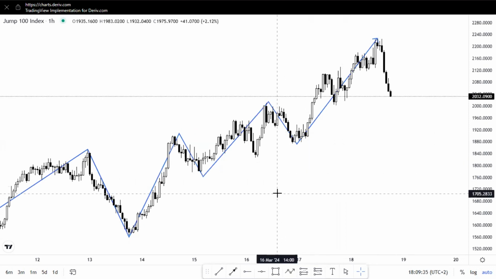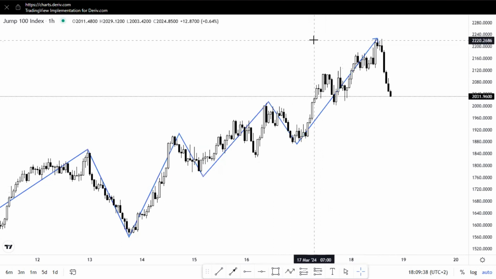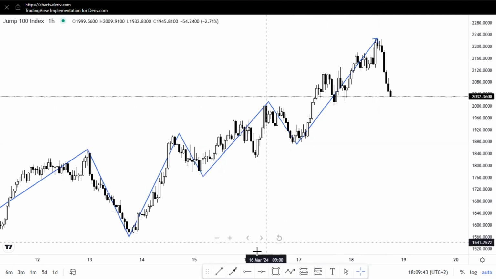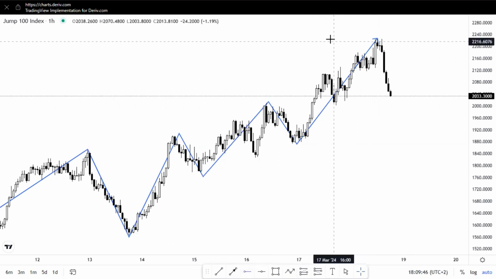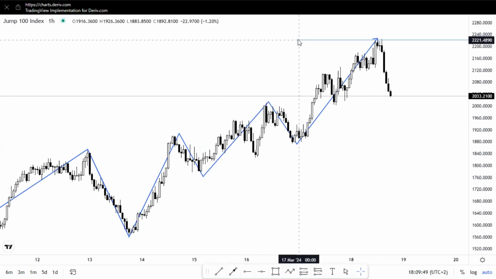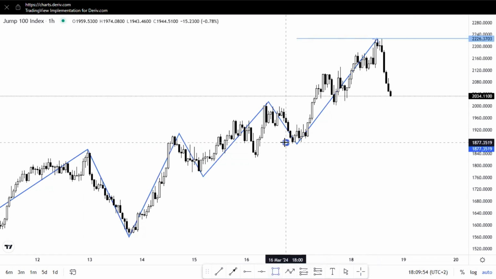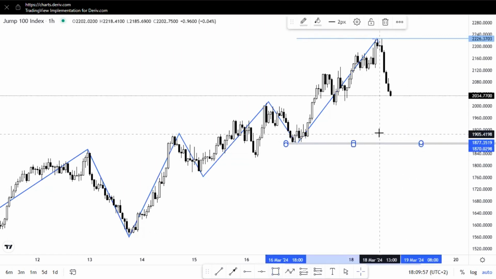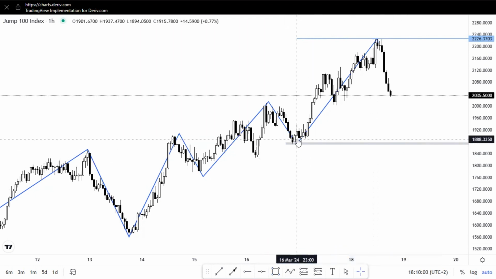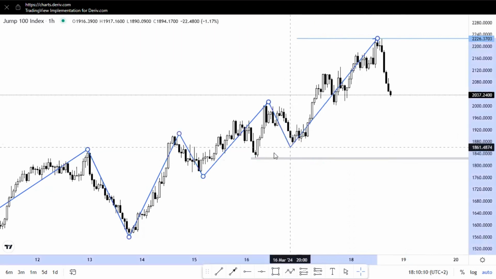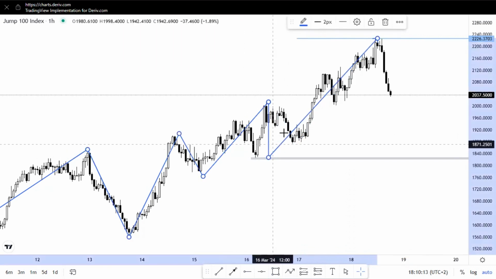With that being said, let's highlight the most recent higher high and higher low, which is this higher high and this higher low. For that, I'm going to use my horizontal line to highlight the higher high. For this higher low, I'm going to use this box. Here one can argue, why not use this one instead of this one? Someone might ask, why are you not using this one instead of this one?